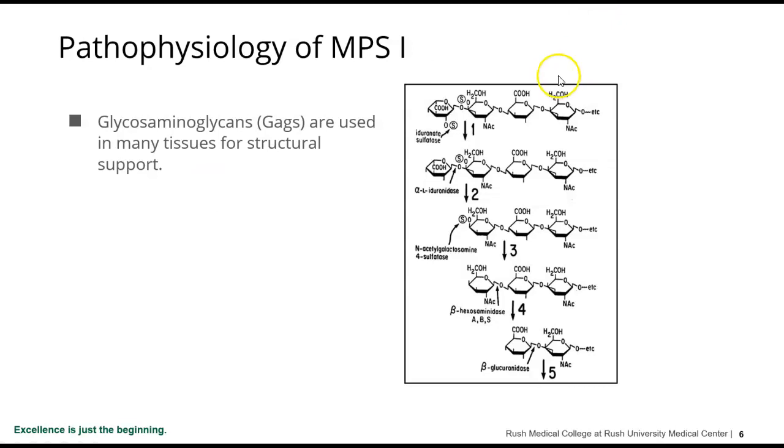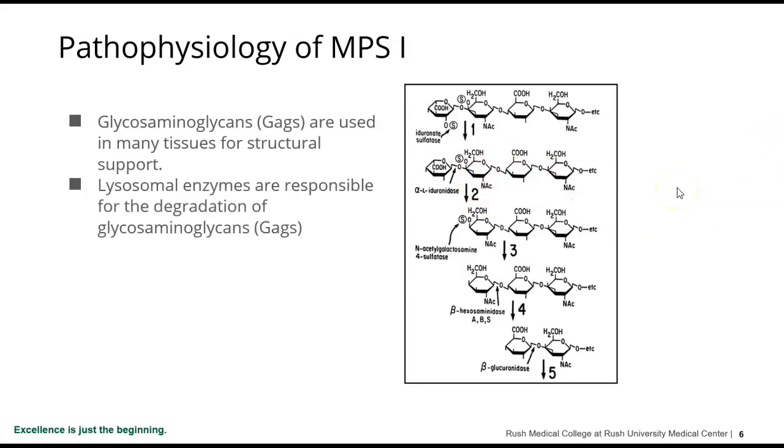So the problem in MPS 1, but they're all MPS 1, so I like to just refer to it as MPS 1, but you might see Hurler syndrome. Glycosaminoglycans are used as tissue support. And whenever we're done with something, we make new stuff. We want to get rid of the old stuff. So we send it to the lysosome.